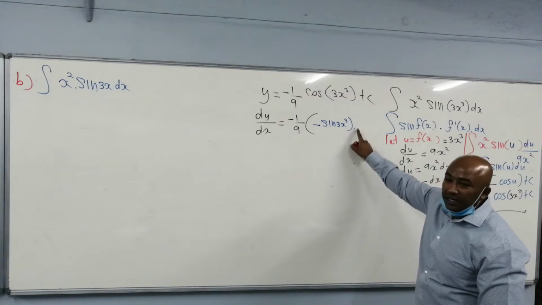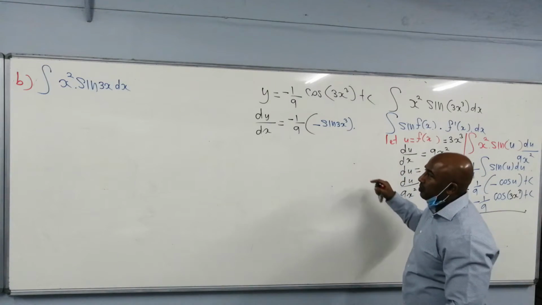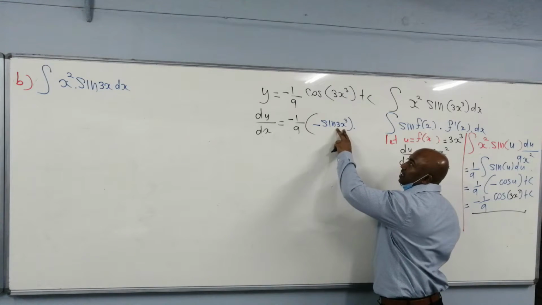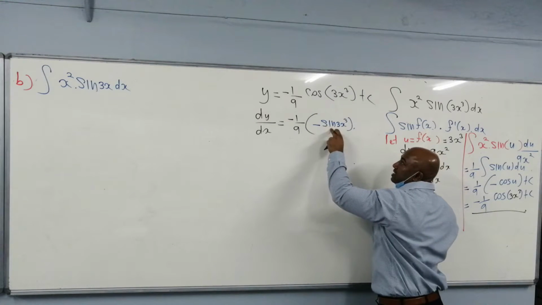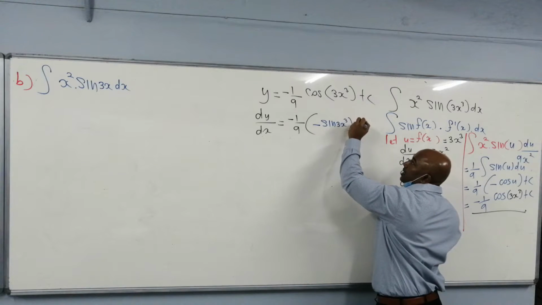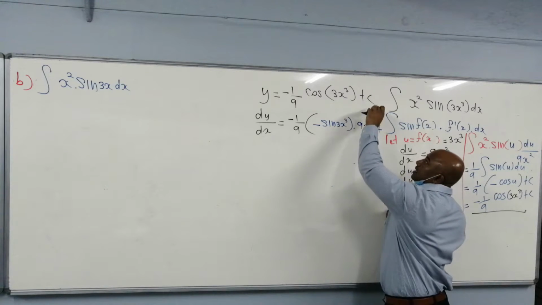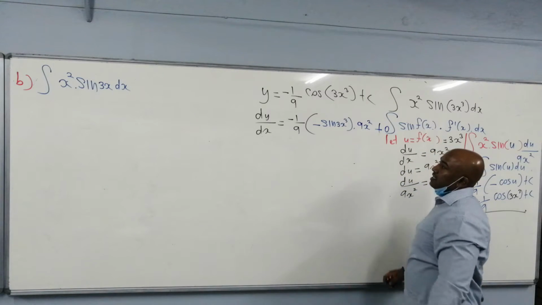times, what do I do next? I need to differentiate 3x cubed. This is the chain rule also. The derivative of cos is minus sine of 3x cubed times the derivative of 3x cubed. 3 times 3 will be 9x squared. We're done now. Plus the derivative of a constant is 0.